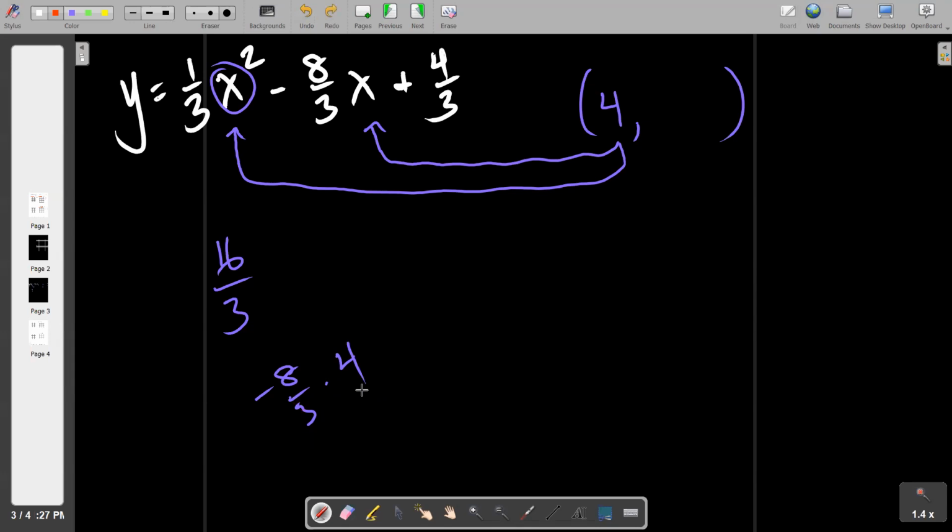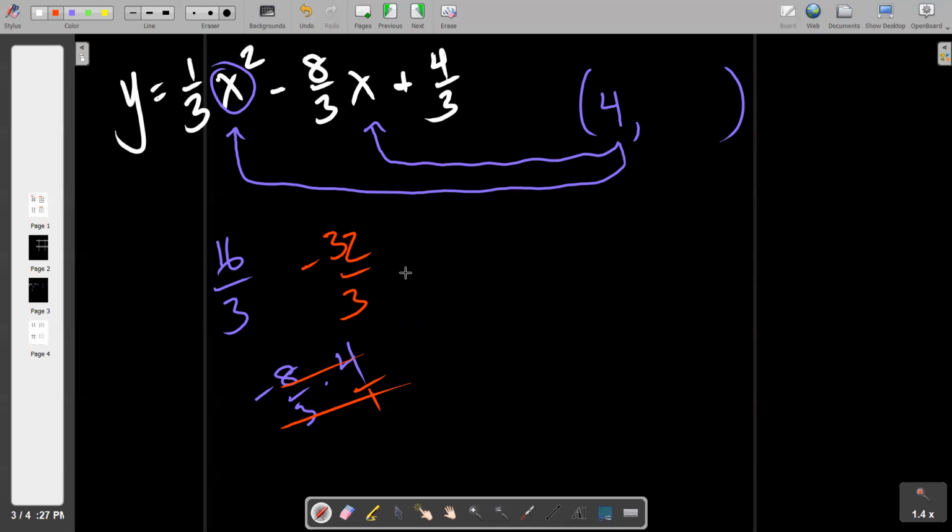I hope you're seeing that. That's 4 over 1, right? So if you just go 8 times 4, you get 32. 3 times 1 is 3. So the answer is just negative 32 thirds. Again, it is what it is. Get comfortable with fractions because they're not going to go anywhere.